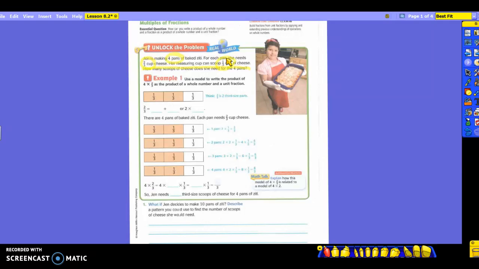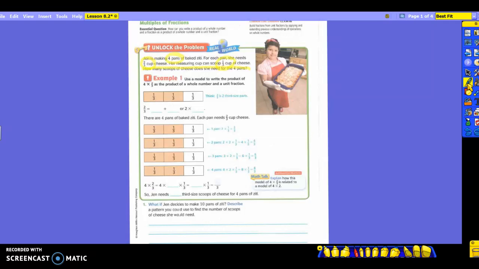So let's look at the model that we're going to use to write the product of 4 times 2/3 as a product of a whole number and a unit fraction, which is what we did yesterday. So as you can see, the 4 comes from the 4 pans. In those 4 pans, she needs 2/3 cup of cheese. Everybody see that? Now take a look at the model.